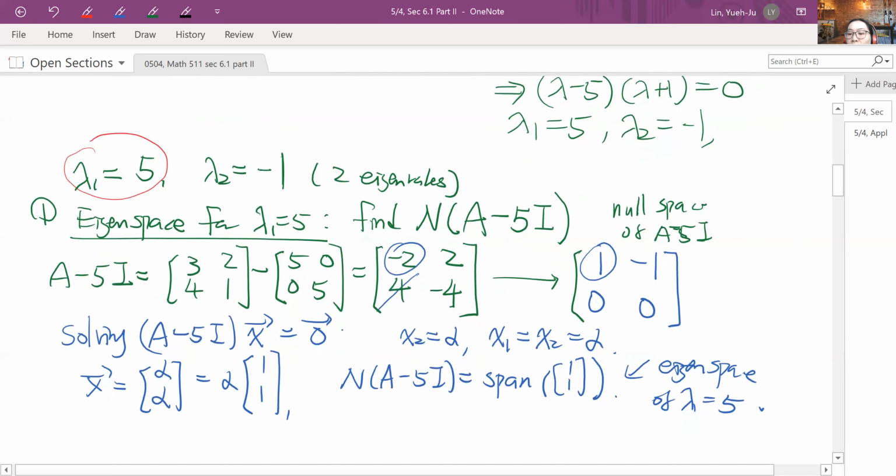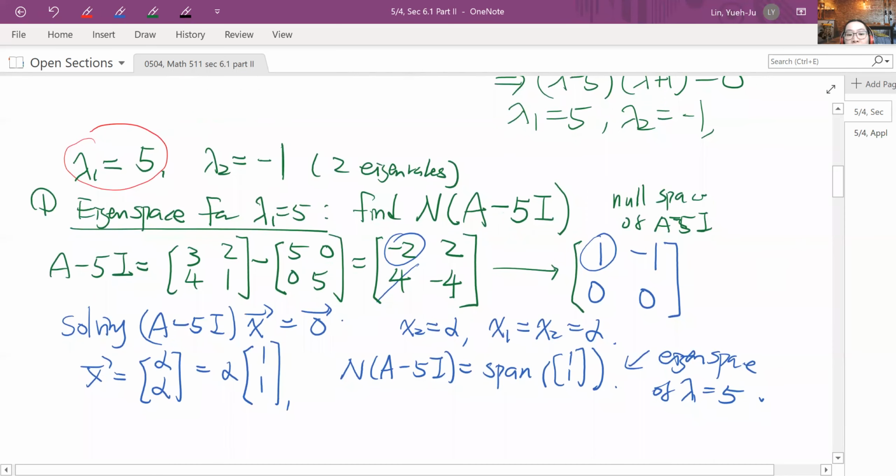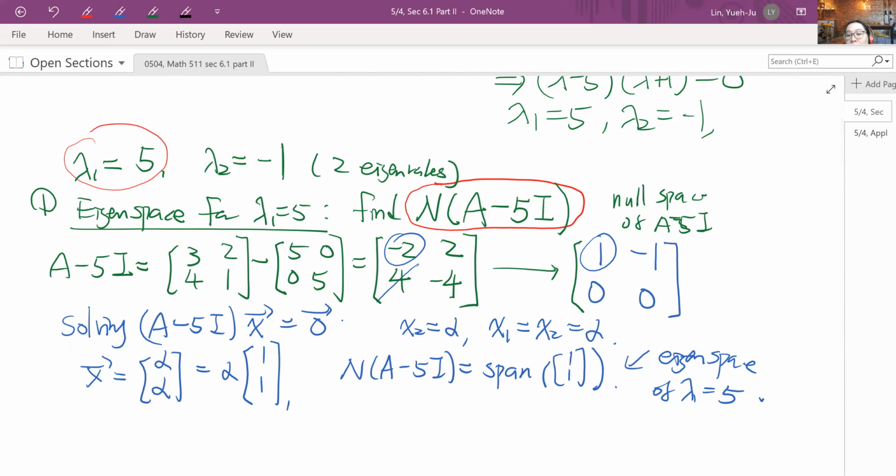So I first already found the eigenspace for lambda 1 equals 5 for the first eigenvalue. The eigenspace, again, is the null space of A minus lambda I. In this case, because I first focus on the eigenvalue 5, I want to solve the null space of A minus 5I. Again, the solution in the null space is going to be one choice of eigenvector, right? So we want to solve this null space of A minus 5I, when lambda equals 5.